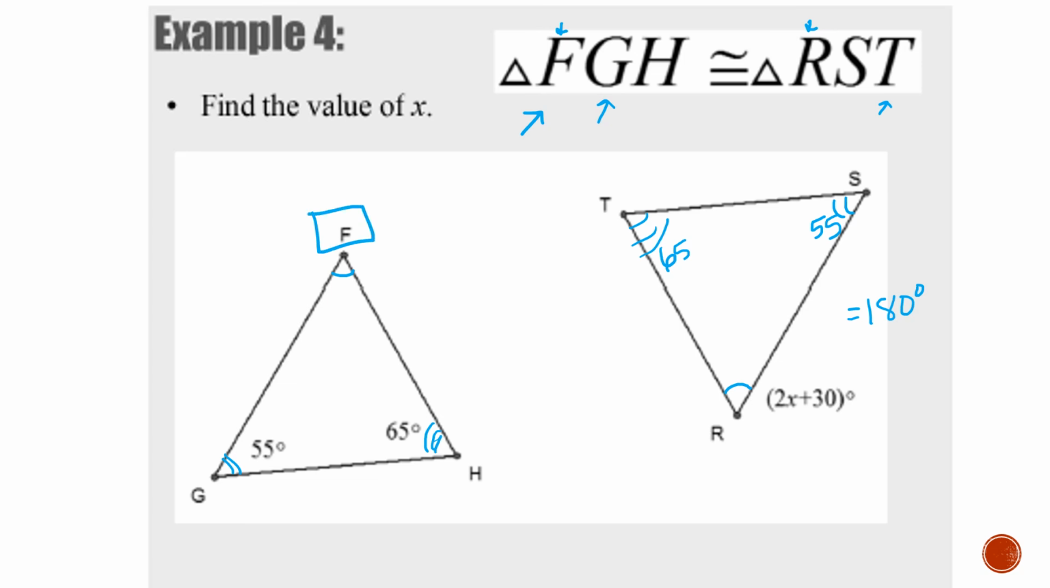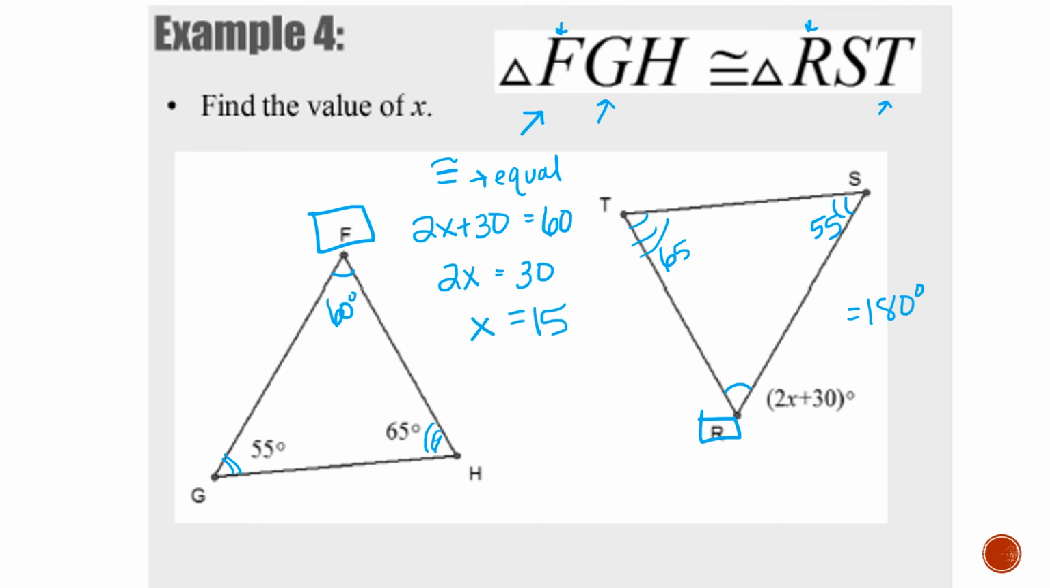Or we also know that F is congruent to R. So if I calculate that out, I'd get that F is equal to 60 degrees. So if I know F is 60 degrees and I know R is the measure 2x plus 30, since I know that they're congruent, congruent means equal. So then I can set up an equation, 2x plus 30 equals 60. If I solve for x, I'd get 2x equals 30, and then x ends up being 15. So there's a couple different ways you can solve this. If you want to try it by adding them all up to equal 180, you can do that as well.